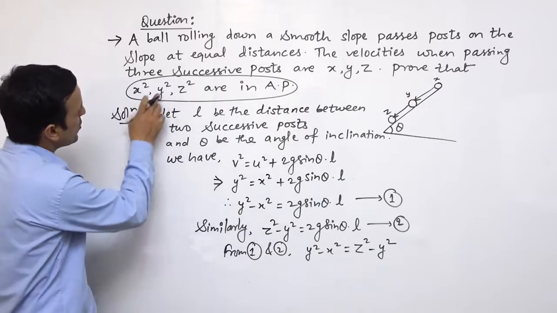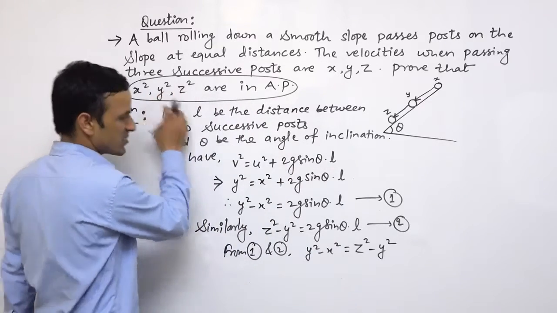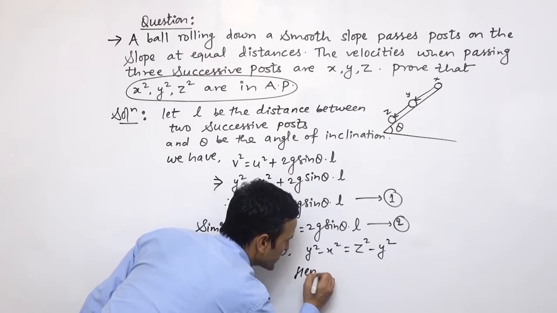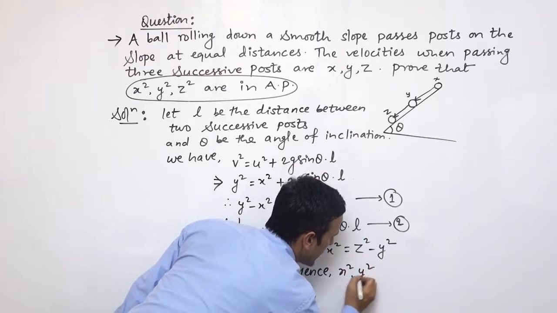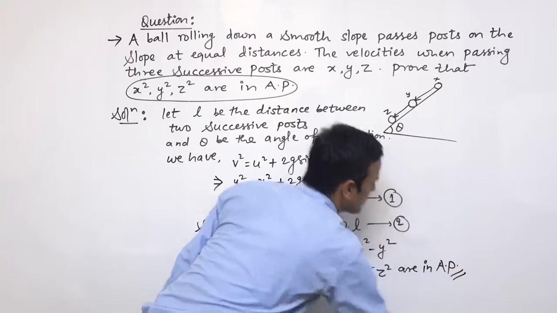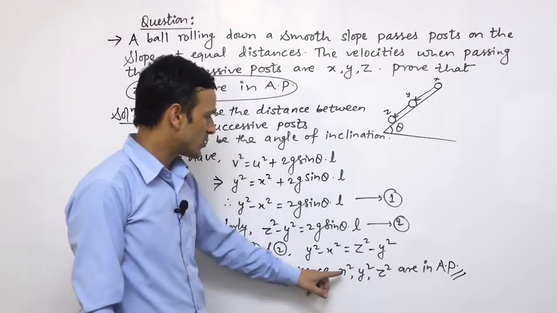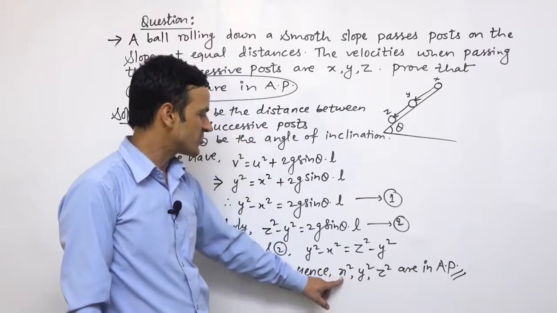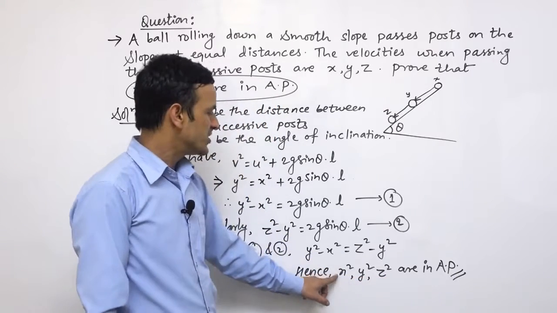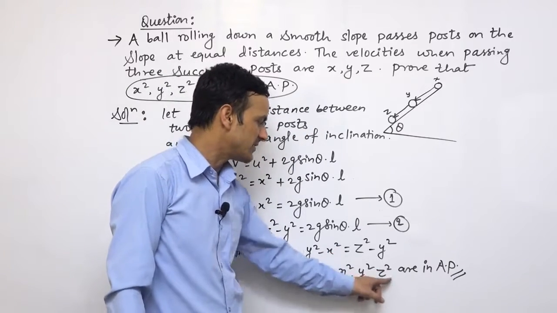So let's find y square minus x square. This is y square minus x square, and this is z square minus y square. So this means x square, y square and z square are in AP, which is the suitable expression for AP. The common difference between this and this is y square minus x square, and between this and this is z square minus y square. So D1 is equal to D2. That means the common differences for these two terms and these two terms are equal.